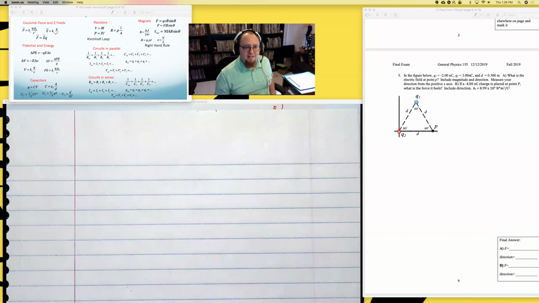Things to keep in mind. Force and electric field are vectors. Potential and potential energy are not.